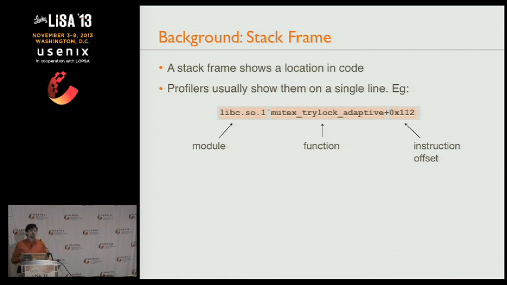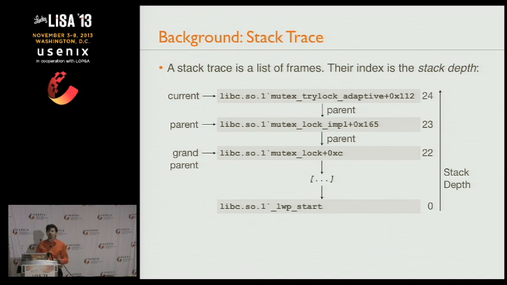So a stack frame, which is what we're visualizing, shows a location in code. And it depends on the profiler you're using to output it. This example shows the module, function, and instruction offset. A stack trace, or a stack backtrace, shows a list of frames. The index is the stack depth. And so the current frame, which may be on CPU right now, is in this case mutex try-lock adaptive. And then the parent is mutex lock impl, mutex lock, and so on. You can go all the way back to thread creation or some origin event.